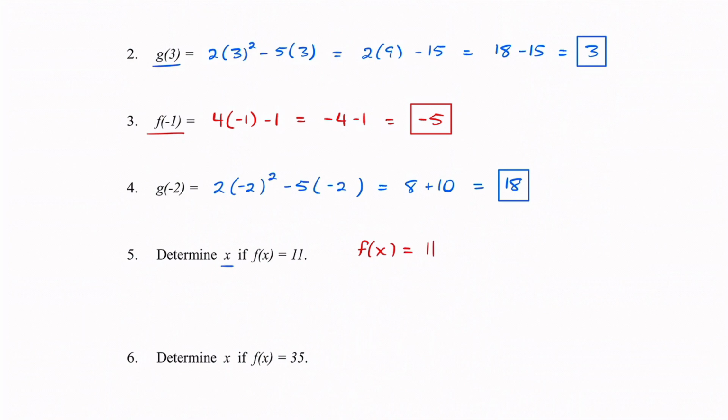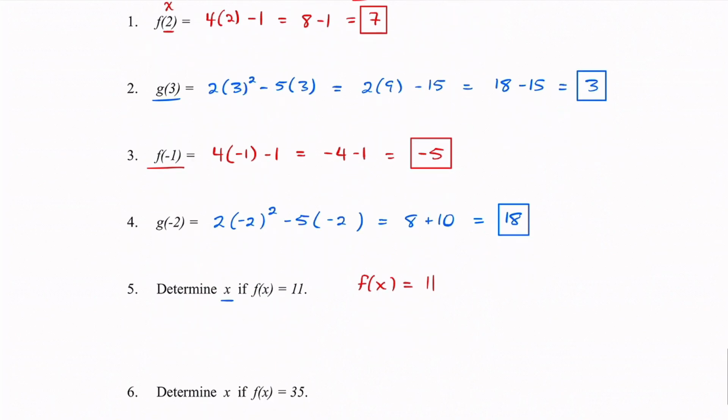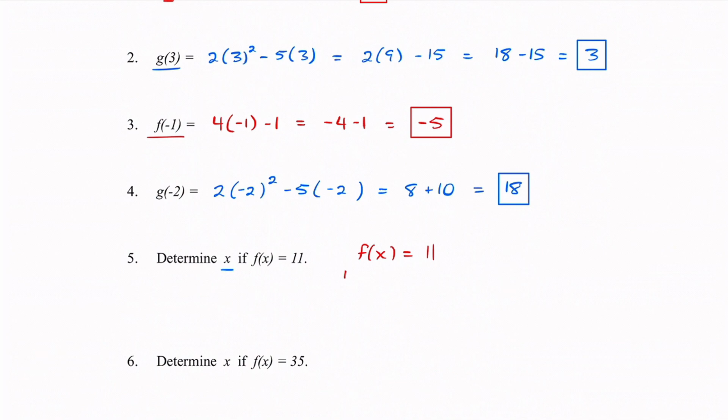But I knew what f of x was from before. F of x was equal to this right here, 4x minus 1. So I'm going to replace that down here. F of x is changing into 4x minus 1, and then we still have 11 on that side.